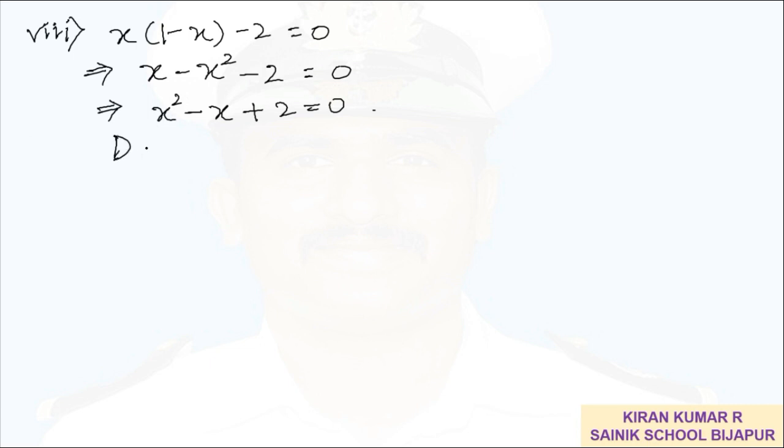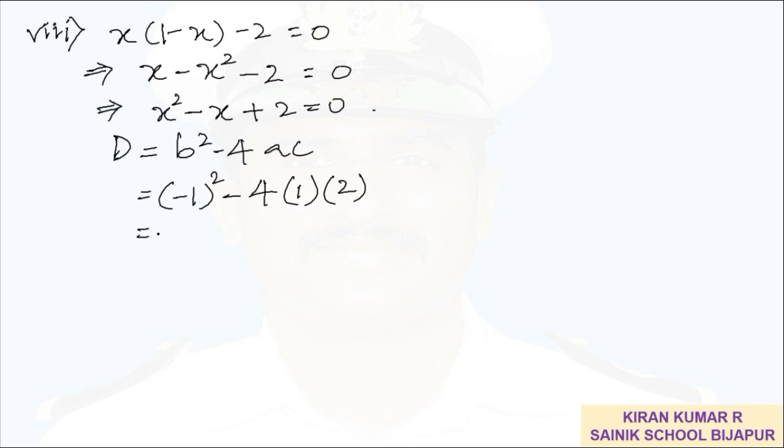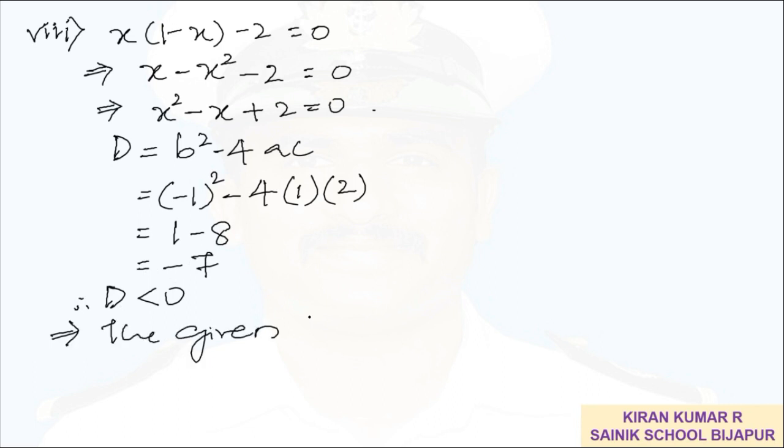So let me find the value of d now. Using this formula, we get b squared as (-1) squared minus 4 times a is 1, c is 2. Now this is 1 minus 8, which is -7. This -7 is less than 0. This implies the given equation has no real roots.